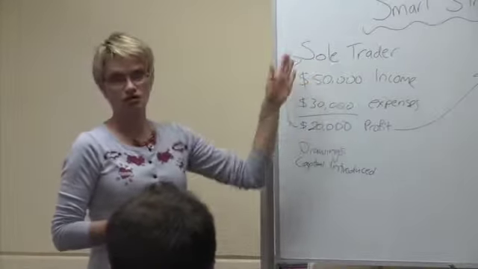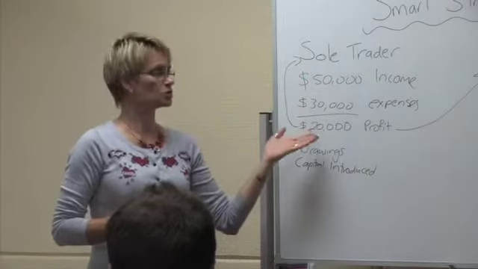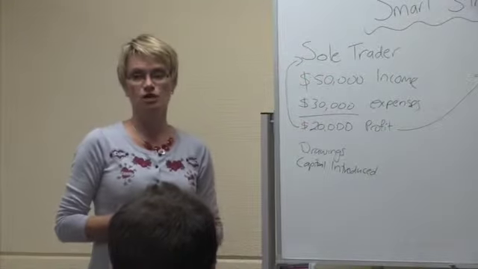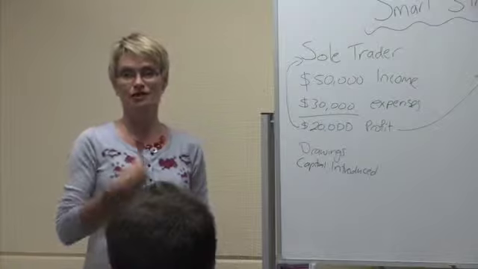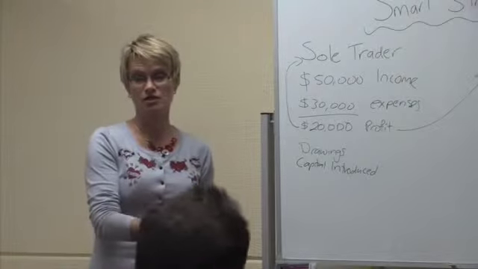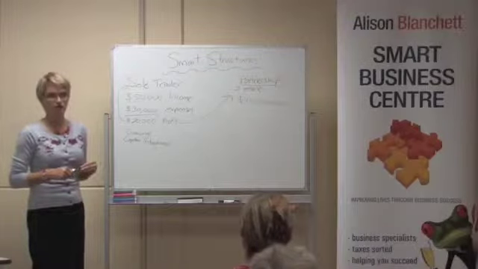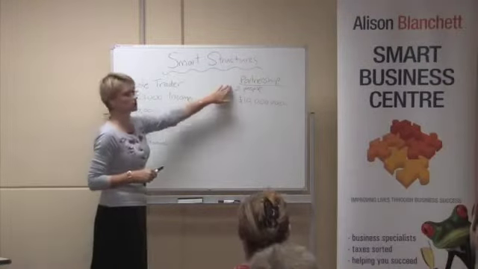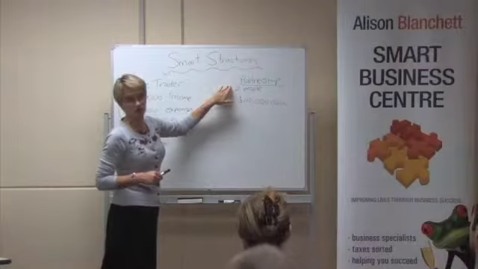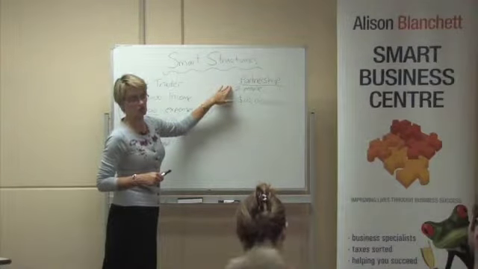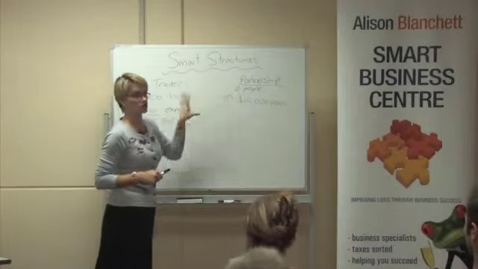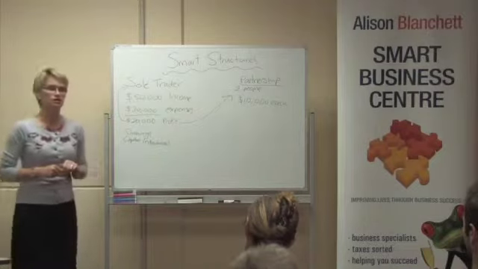Also in a sole trader situation, obviously the buck stops with this person. Their own personal property could be used to repay debt if the business went under. So a sole trader would be made bankrupt, for example, if they couldn't pay their debts. In a partnership structure, the partners could be made bankrupt if the partnership went under. Liquidation only comes into play when it's a limited company.